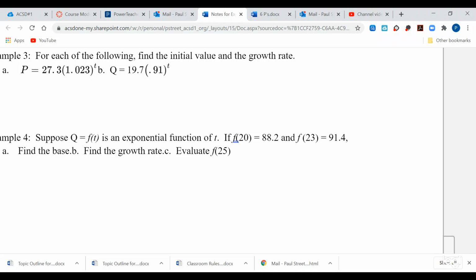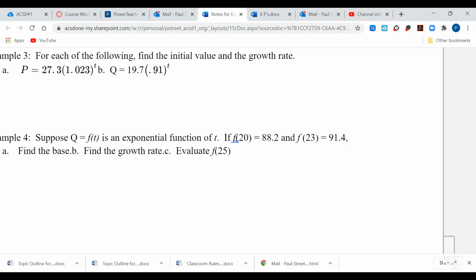Okay, can we try example 4? Suppose Q equals f of t is an exponential function, and I'm going to do this one with you. F of 20 is equal to 88.2, and we also know that f of 23 is equal to 91.4. We are going to try to find the base and the growth rate, and then evaluate the value of that function at 25.